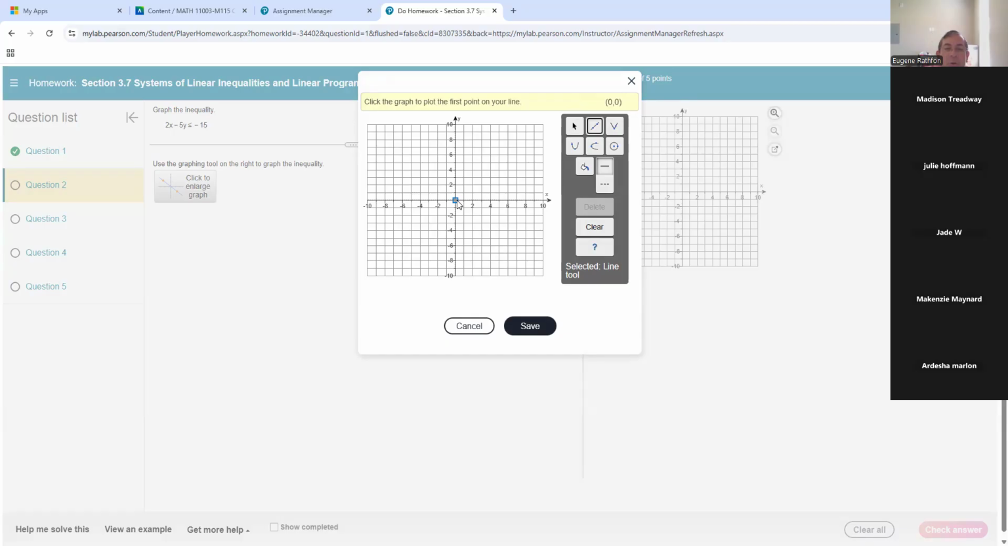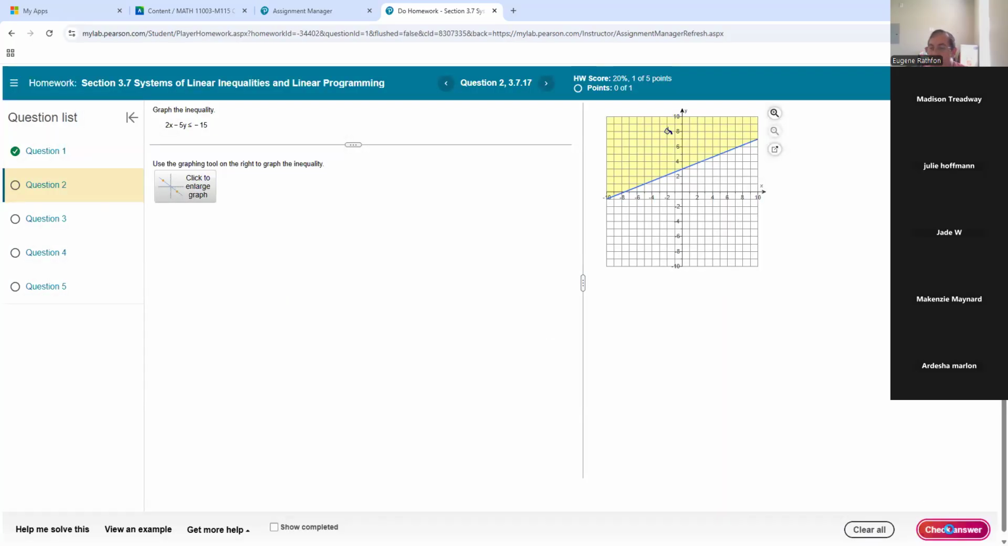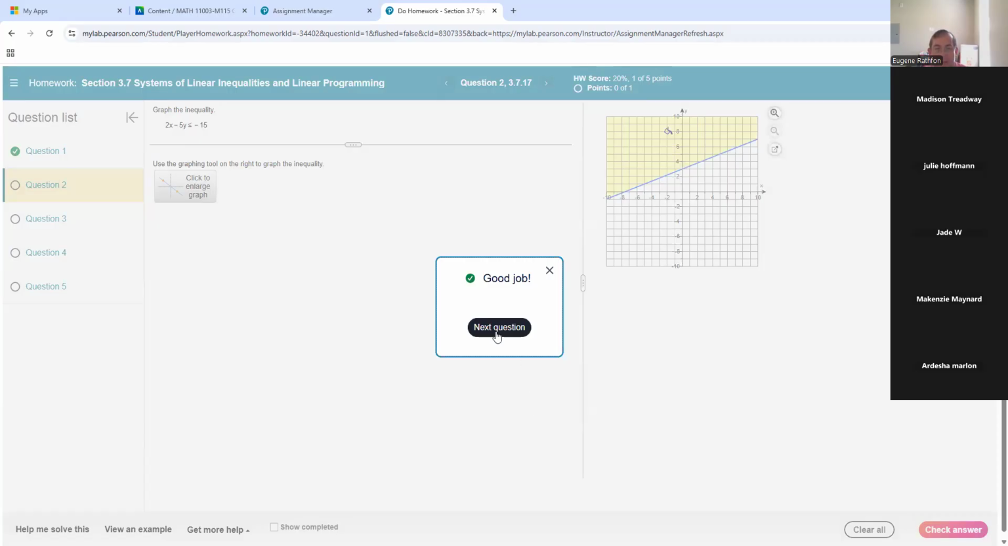So let's go plot our 2 points. We had 0, 3, and then we had right 5 and up 5. All right, so there's my solid line. I'm greater than, so let me grab my paint can and drag it above the line and click. All right, y'all, so at that point, you're going to save it and check your answer.